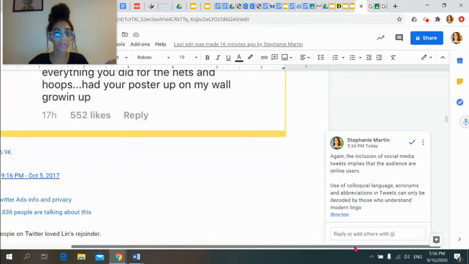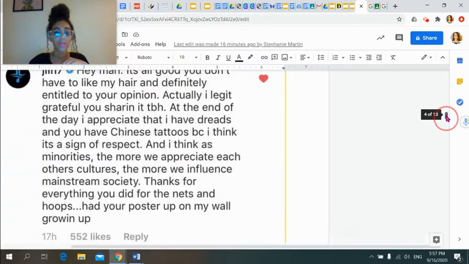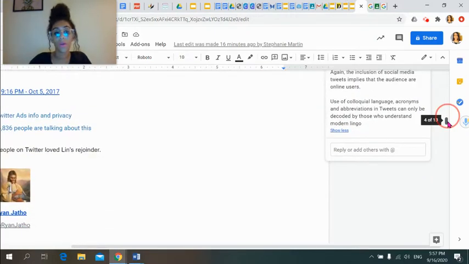And what I have also said here is that the inclusion of the social media tweets implies that the audience has to be online users. There's a lot of colloquial language, there are acronyms and abbreviations in the tweets as well, guys. So if you are someone who doesn't use social media, if you don't know what TBH means, you're not going to be able to decode that. So obviously, once again, we're not aiming at an audience who are not social media users or not online users.